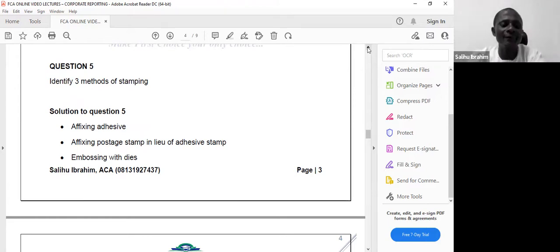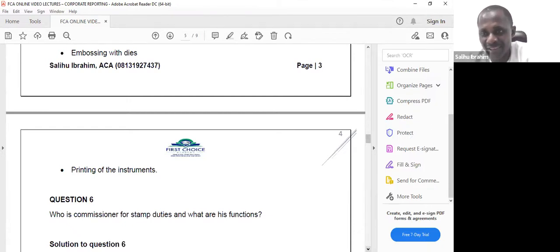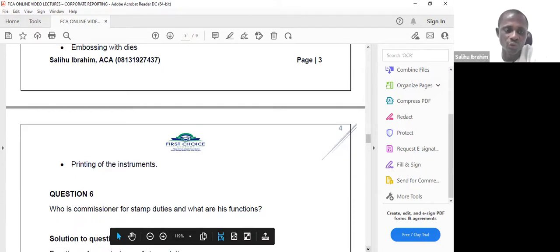Okay, so we have embossing with dyes, using dye to color it. It's another way of stamping an instrument. Printing of the instrument. So it may be that the instrument has been stamped online. You just print it out. Maybe before you print it, you send it to the Commissioner of Stamp Duty and you just write stamped on it, and you print it out. These are the ways of stamping an instrument.